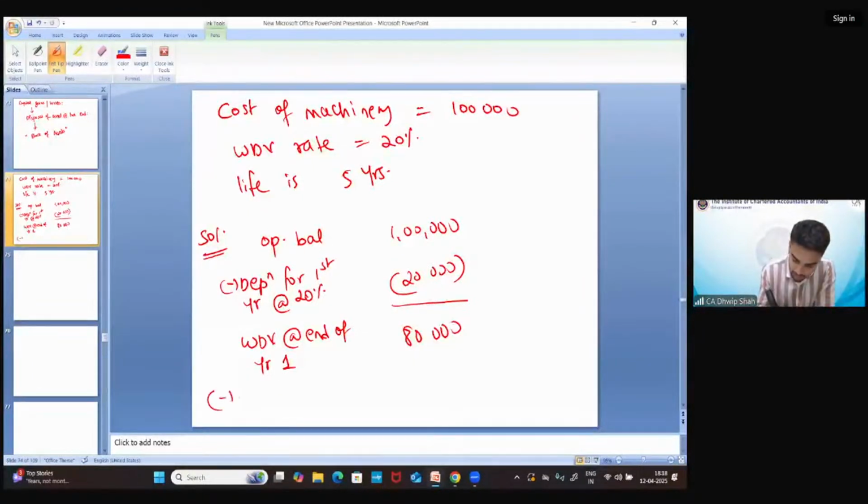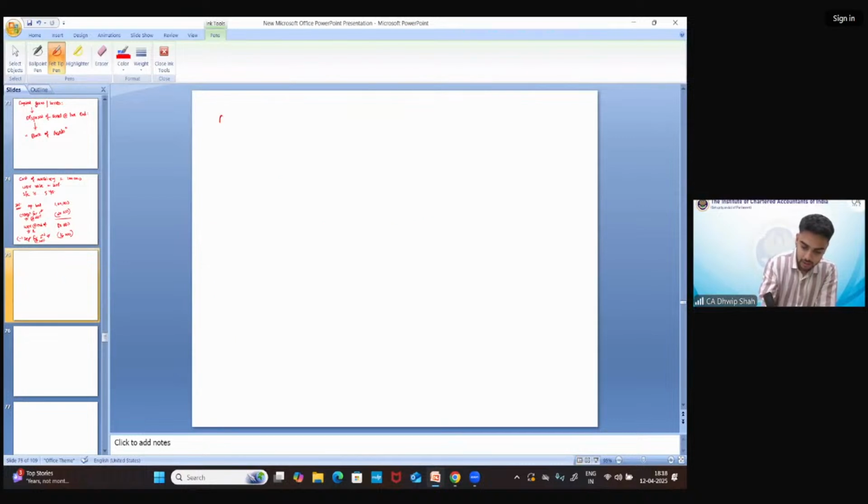Now, I will subtract depreciation for the second year as well, because I have sold my machinery in the last year. Sold in the 5th year on scrap basis or salvage basis. Not sold in the second, third, or fourth year. So depreciation for the second year again at 20%. So can I say 16,000? So my WDV at the end of year 2 would be 64,000.